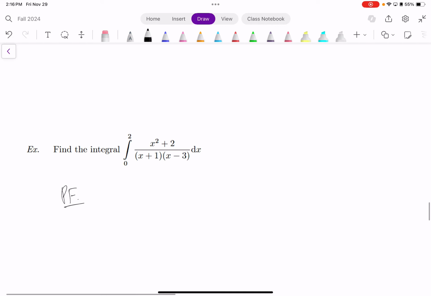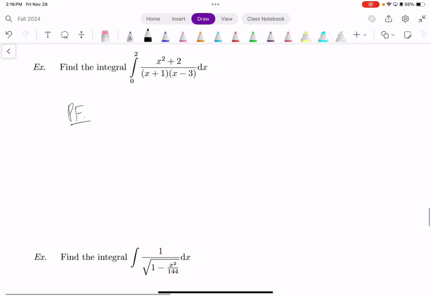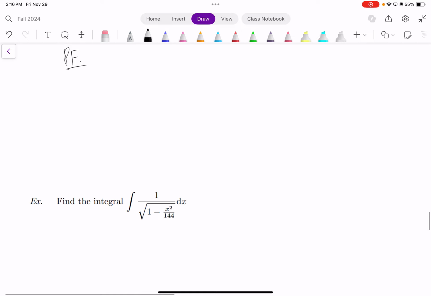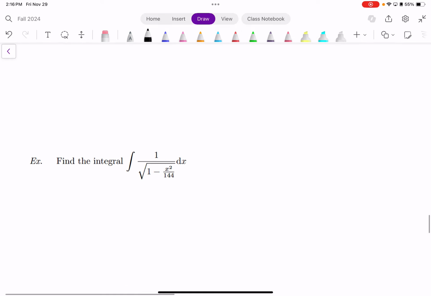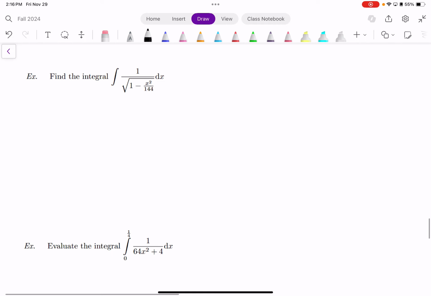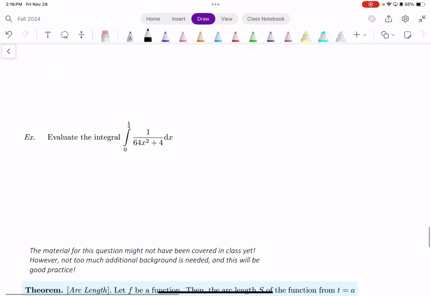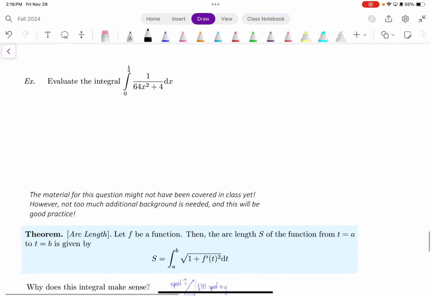This is another partial fractions example. Try that on your own. Let's make that homework for now. This is another one. Let's see if we can come back to this one too. I really want to get to this last example.